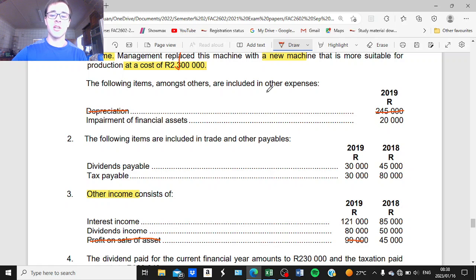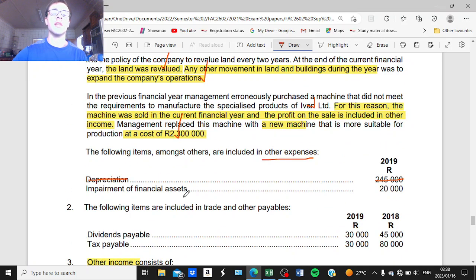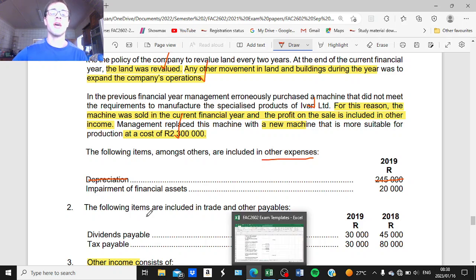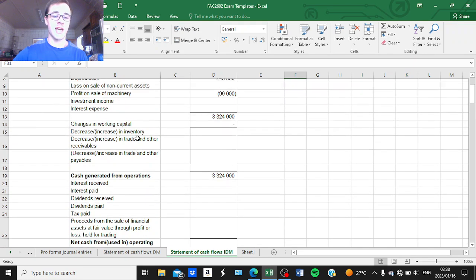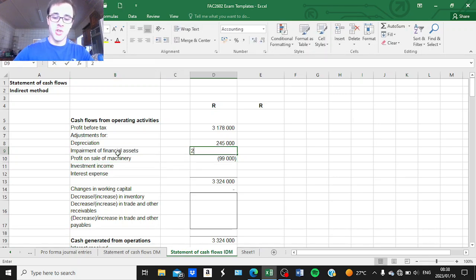And then the other item that is included in other expenses is impairment of financial assets. Now we will use this amount as part of the calculation in additional information point 5. However, we know, or we should know by now, that impairment of financial assets is a non-cash expense item. All right? Because it does not represent an actual cash flow. So therefore, it must also be adjusted against the profit before tax. So impairment of financial assets amounting to 20,000 for the year. We are removing an expense item, which means that we are increasing the profit before tax amount.